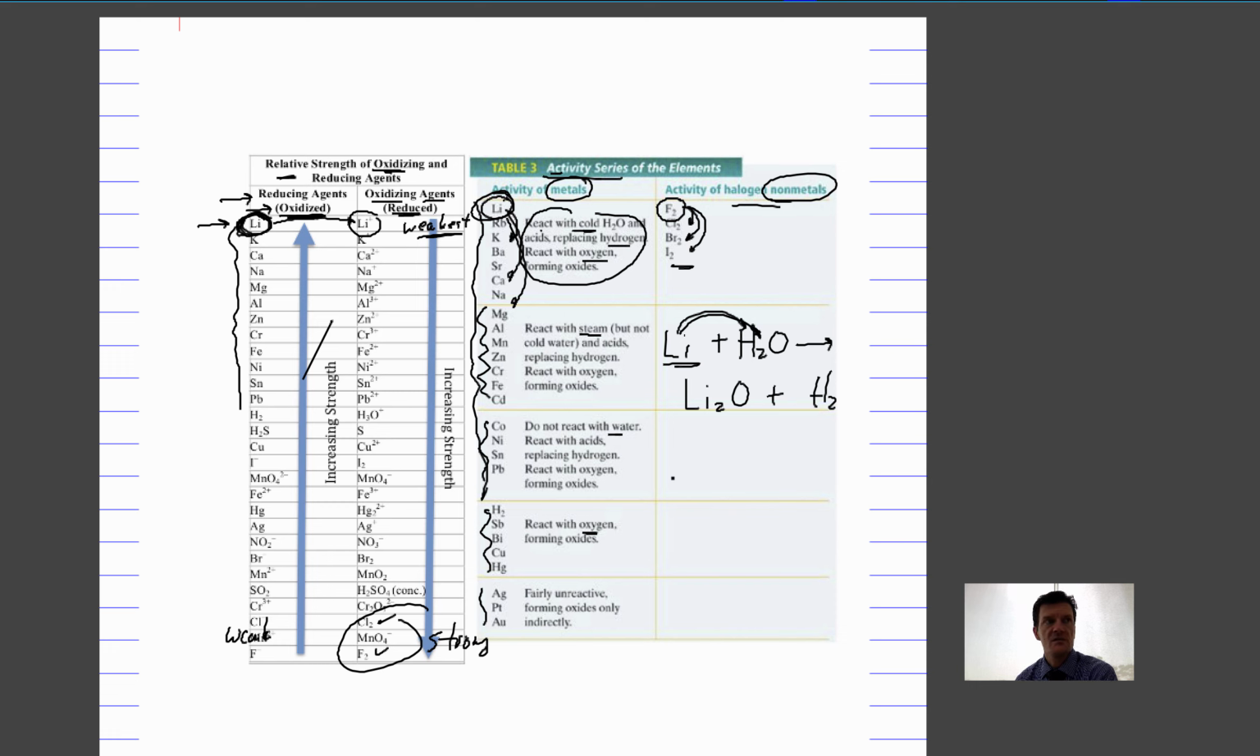Or if you see like, let's take sodium and HCl. You put sodium in HCl. Sodium is going to kick out the hydrogen. How do I know that? Sodium here is above hydrogen on this list. And then it'll produce H2 gas and NaCl. Okay? Likewise here, fluorine is more reactive than any of these other nonmetals below it. So it'll kick it out of any reactions that you might see.